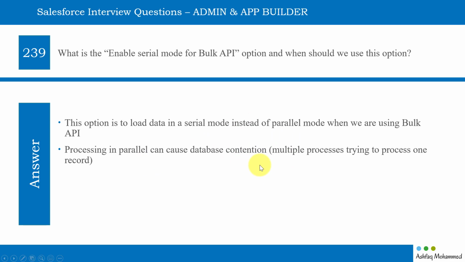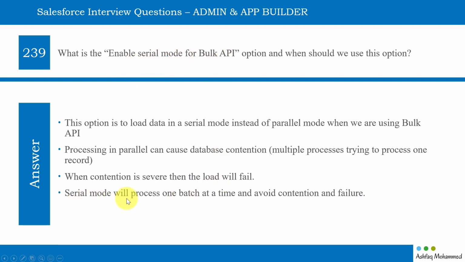Okay, it means the first batch came in and locked the record to update. At the same time, the second batch came in and it is also trying to take control of that record, but that record is locked. That time we will get these contention errors. So when contention is severe, then the load will fail. If you have huge contention, then our load will fail. That is the reason we enable serial mode for the bulk API. So serial mode will process one batch at a time and avoid contention and failure. Okay, I hope you understand this very well.